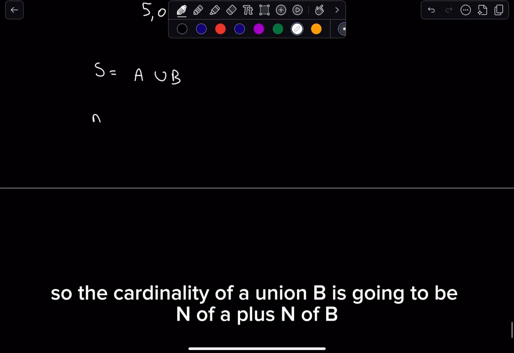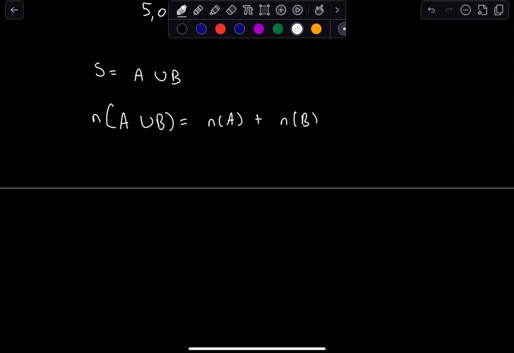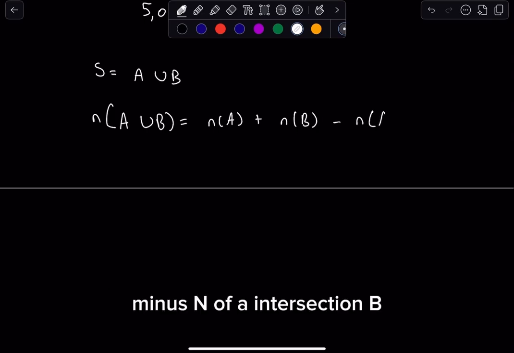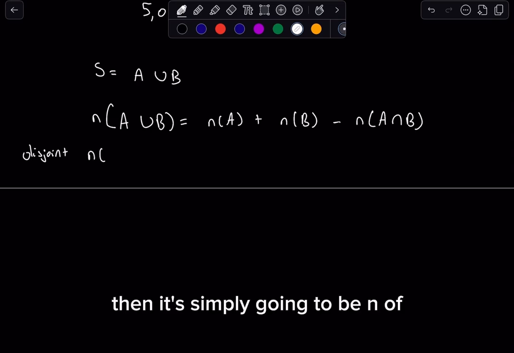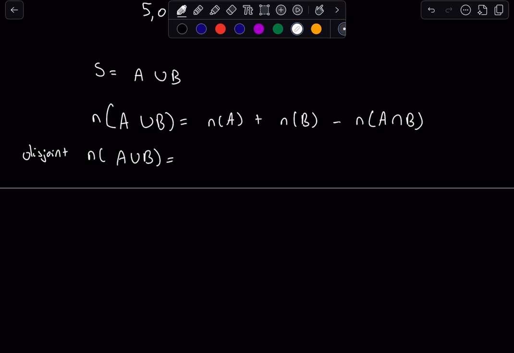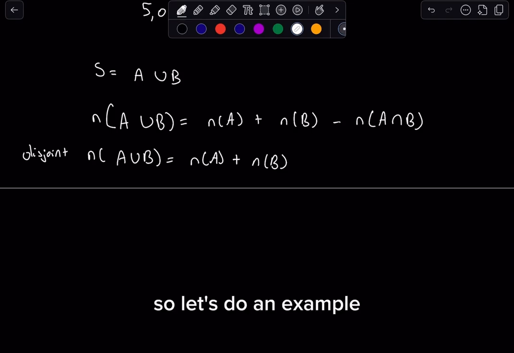So, the cardinality of A union B is going to be n of A plus n of B minus n of A intersection B. If they are disjoint, then it's simply going to be n of A plus n of B. So let's do an example.